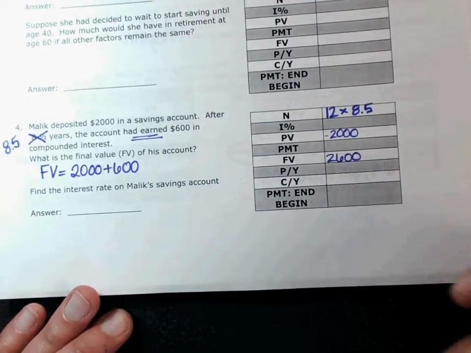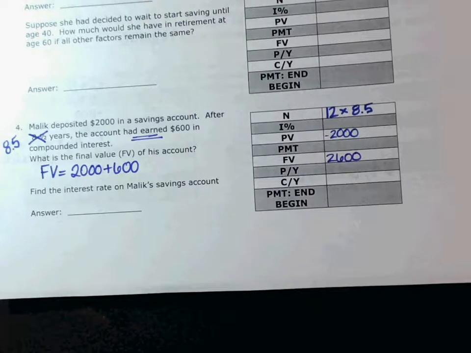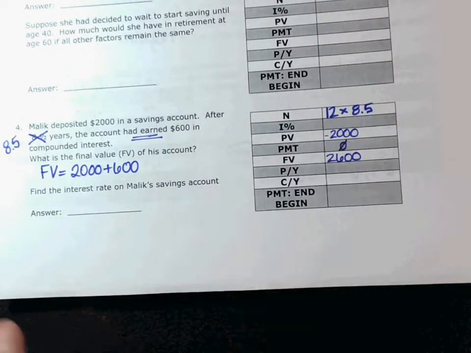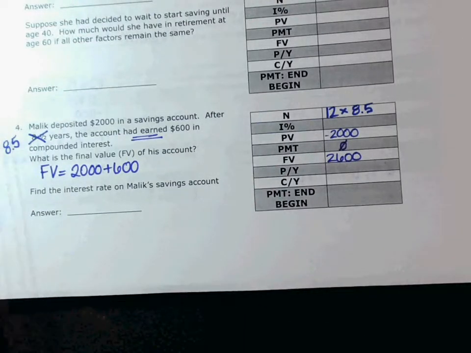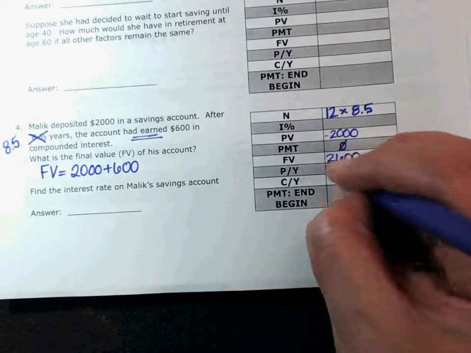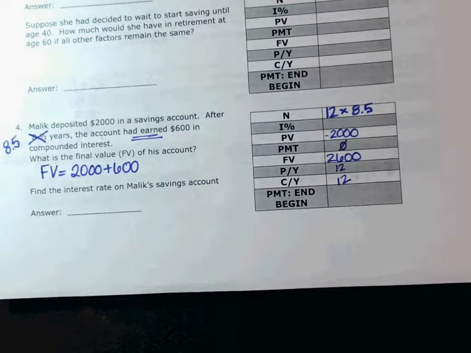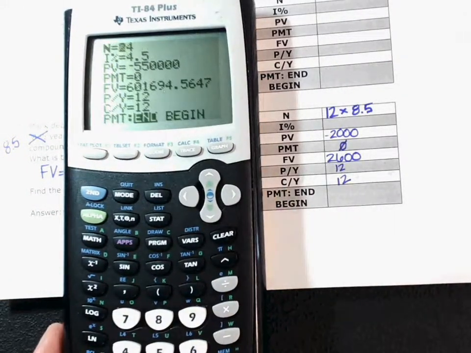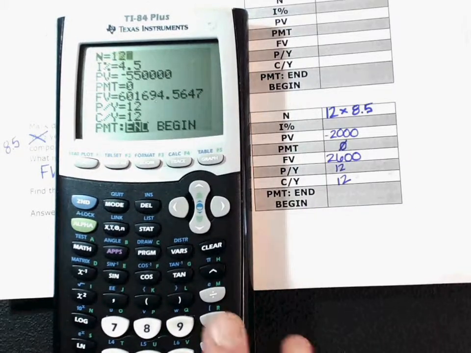2,600. Okay, now, the other thing to notice is, does it say he's going to continue making payments? No, so what should I put for that? 0. Okay. Now, I go into my TVM solver. Remember, these are both 12 always. You can leave them there. So I'm going to go into apps, enter. And then I type in 12 times 8.5.